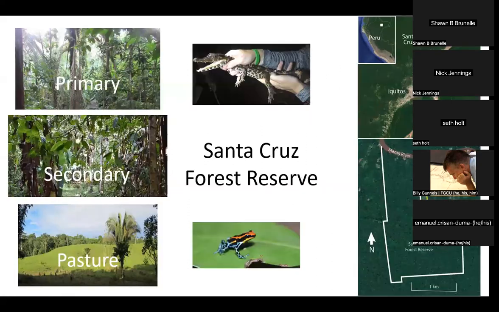The work was done in something called Santa Cruz Forest Reserve, which you can see right here. It's right next to one of the rivers and tributaries of the Amazon called the Amazon. The Amazon River is a big river, you know, by Florida standards, freaking huge. By Amazon standards, it's like a creek. I'm not even sure it gets to be a creek. It's just a creek, it's tiny.